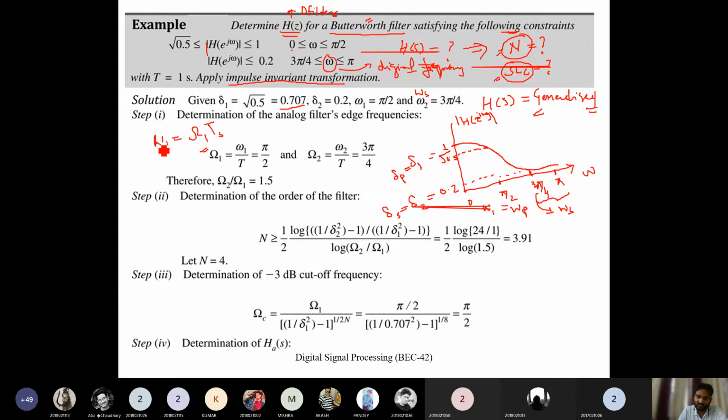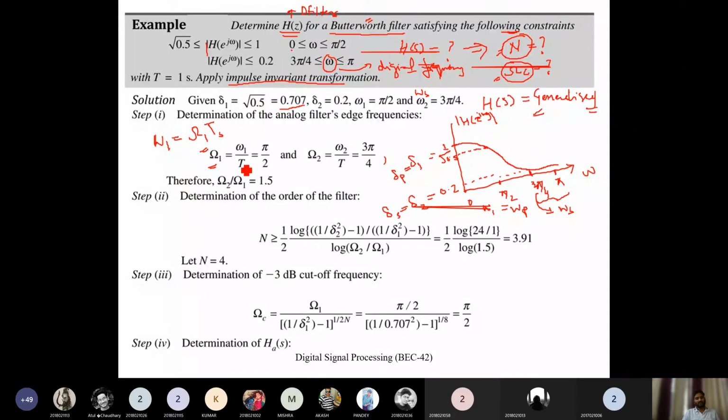Once we know the digital frequency, we can convert it to analog. That is, analog omega 1 is equal to omega 1 divided by T. Since T is equal to 1 by s, and omega 1 is equal to pi by 2, the analog frequency omega 1 will be equal to pi by 2. And the omega 2 value will be given by omega 2 divided by T, which is 3 pi by 4 again. So from there we can get the analog frequency.